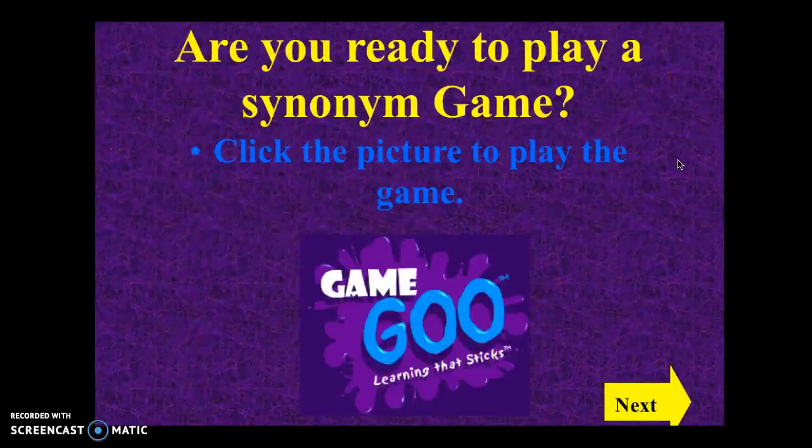Are you ready to play a synonym game? So this is where the game link comes up. So if you were to click this picture, it would take you to this GameGoo website where you could play the game. There's the URL right there. So if you want to take a look at that, you can do that, and I'll probably also keep it in the description like I said earlier.